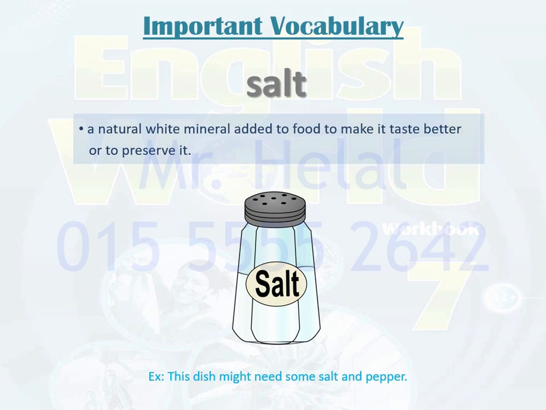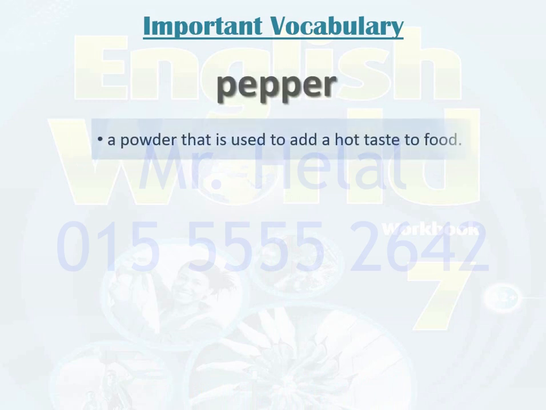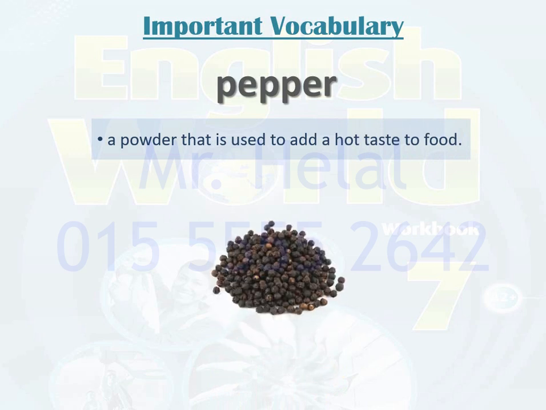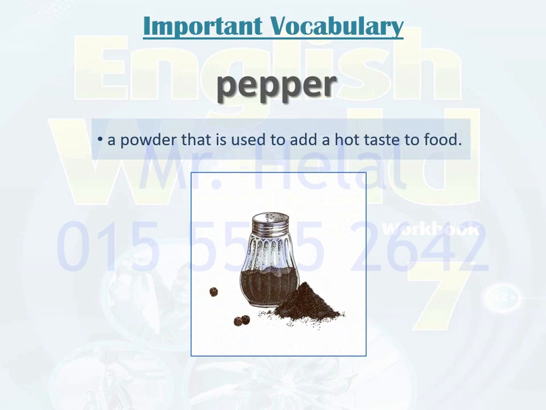Example: This dish might need some salt and pepper. هذا الطبق قد يحتاج إلى بعض الملح والفلفل. Pepper: a powder that is used to add a hot taste to food. الفلفل هو المسحوق اللي بيستخدم في إضافة المذاق الحار للأكل.